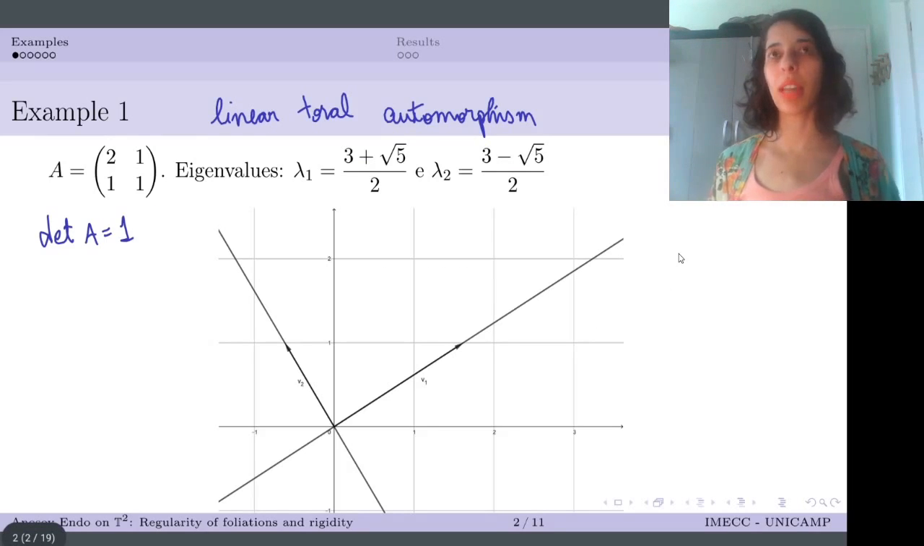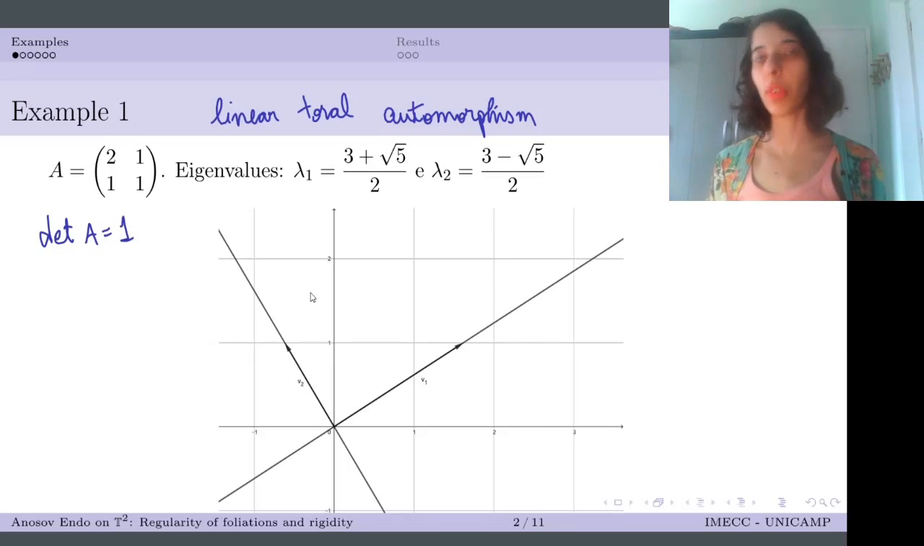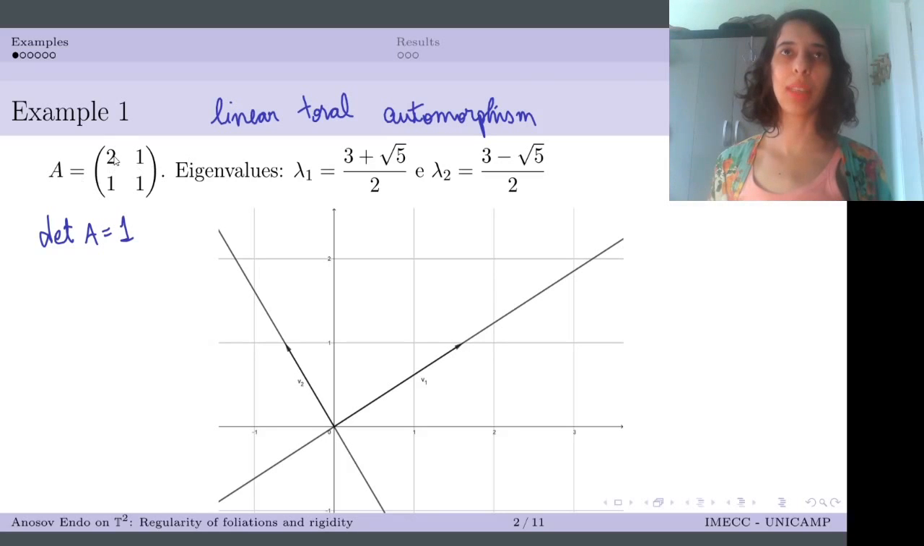In hyperbolic dynamics, we are interested in the behavior of maps in which the tangent bundle splits in two different directions, one with expansion and another with contraction. If these rates of contraction and expansion are uniform, we say that the map is Anosov. The classical example is this linear toral automorphism given by this matrix.